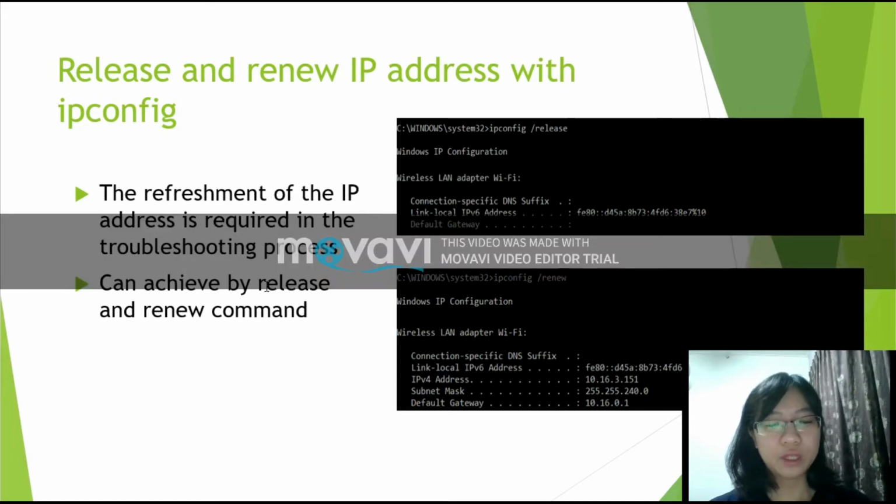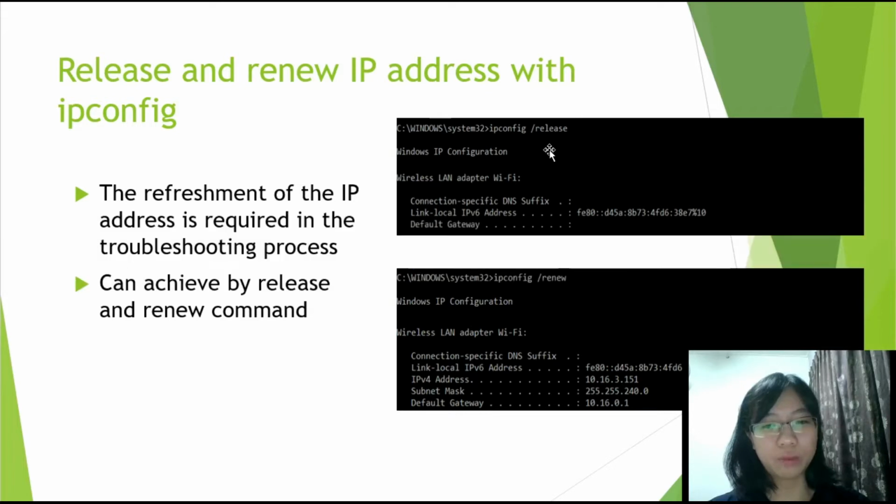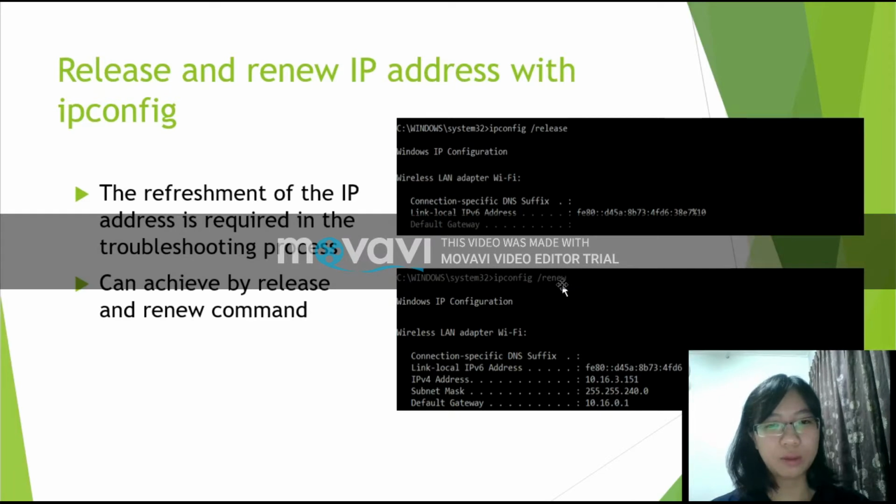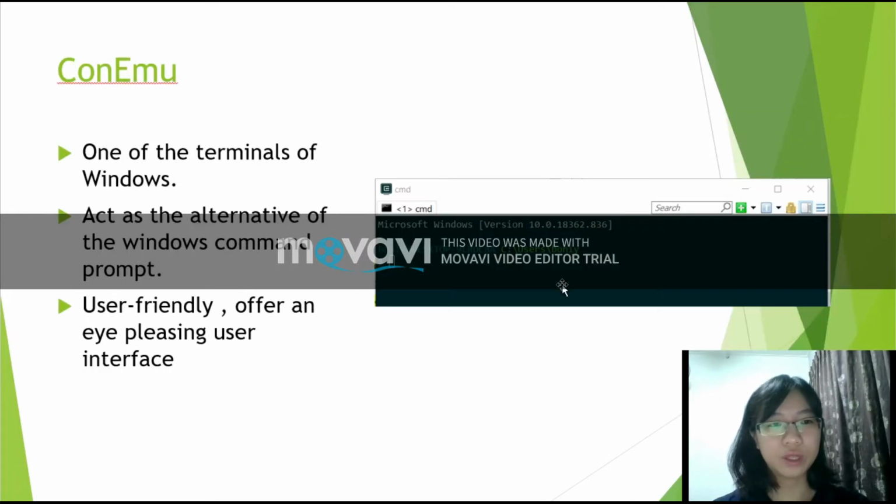For example, in the picture showing, the command ipconfig /release will release the current IP address of the computer. To get back the IP address, performing the command ipconfig /renew will ask the DHCP server to send a brand new IP address.